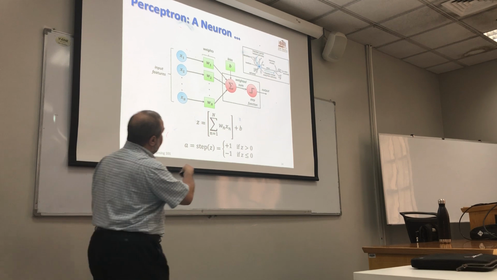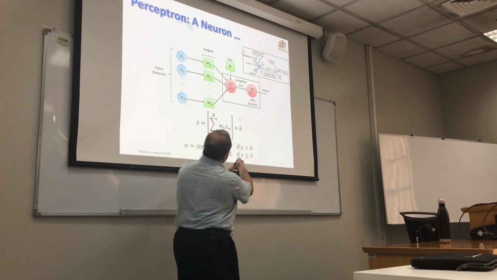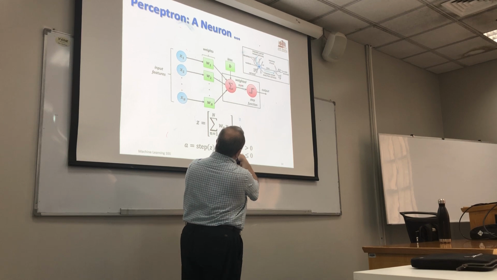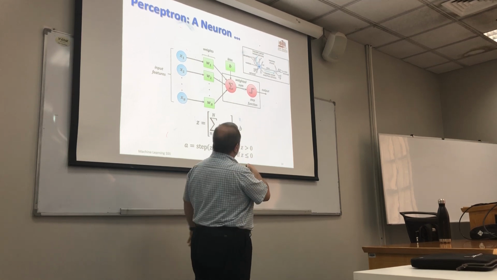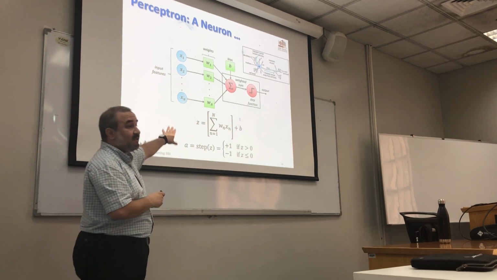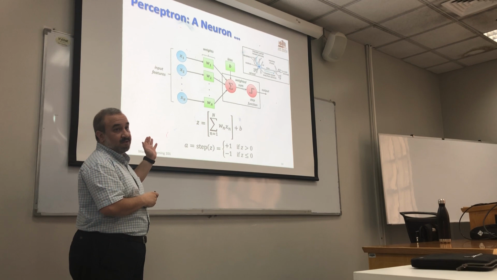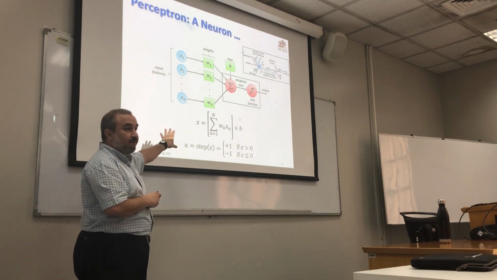Now we can look at this as the neuron that we are modeling. These two together are the neuron: the summation and the step function that is applied to the weighted sum. It is very important to understand this because everything else in neural networks is based on that. So this is the model of one neuron.